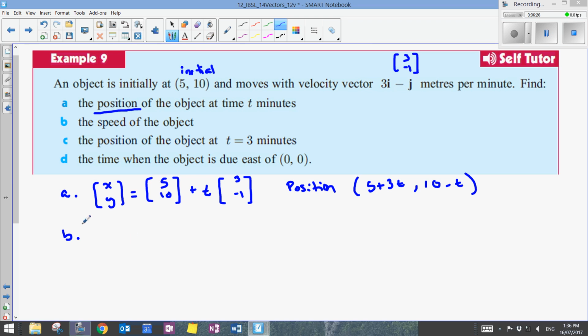The speed is going to be the magnitude of the velocity vector. So our speed will wind up being the square root of 3 squared, so 9, plus -1 squared is 1, so the square root of 10, and that is meters per minute.